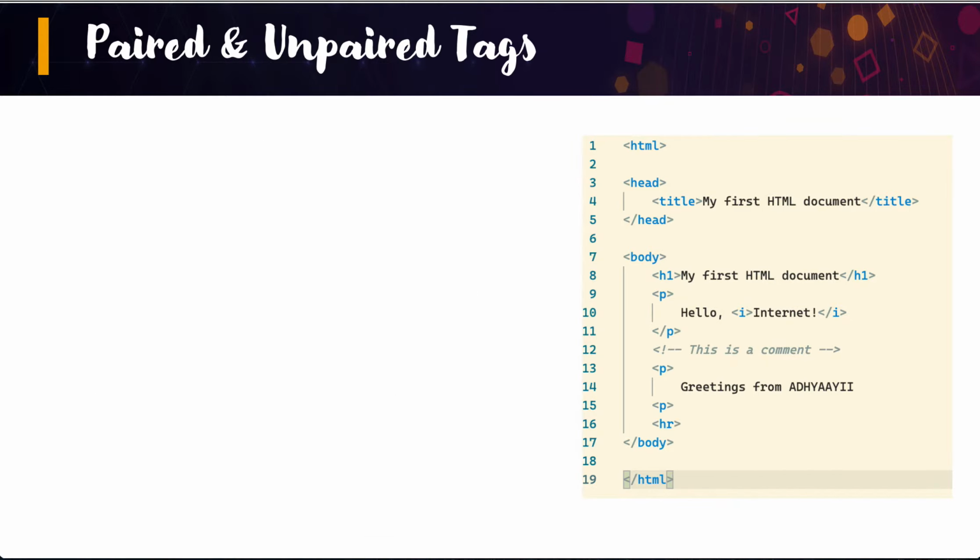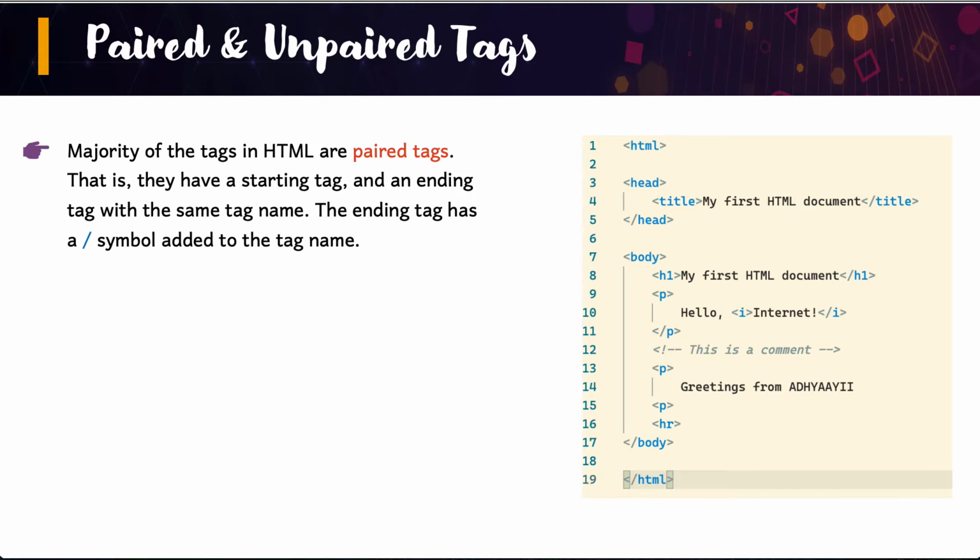Now, let's look at a slightly different topic but related to tags: paired and unpaired tags. You will see on the right hand side that there are many tags. For example, take line number 3 and line number 5. There is a head tag and then there is an ending head tag. Line number 3 is the beginning of a head tag and line number 5 is the ending for the same head tag. The ending is denoted by a forward slash.